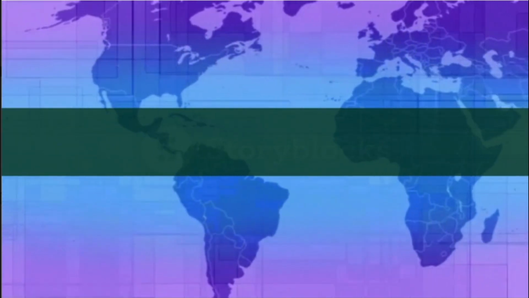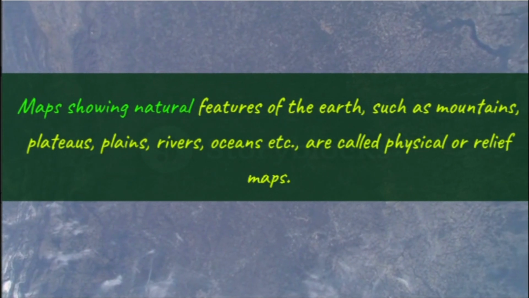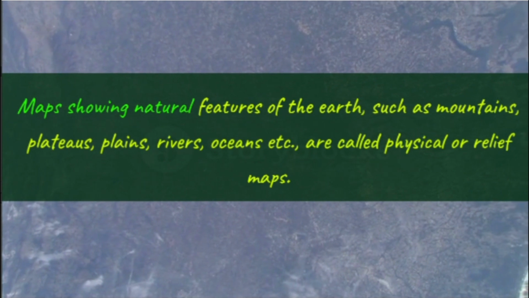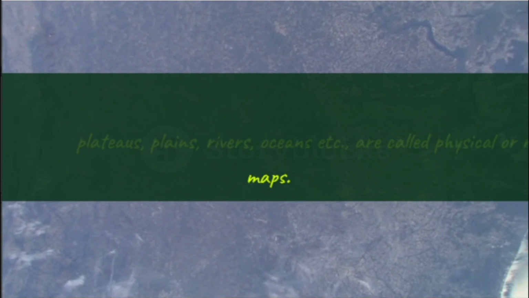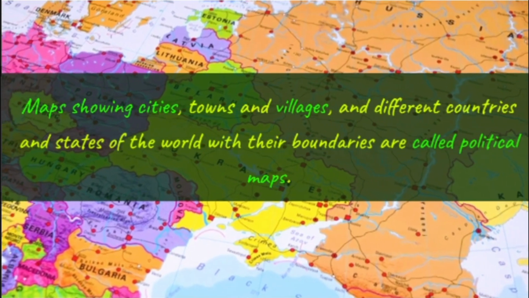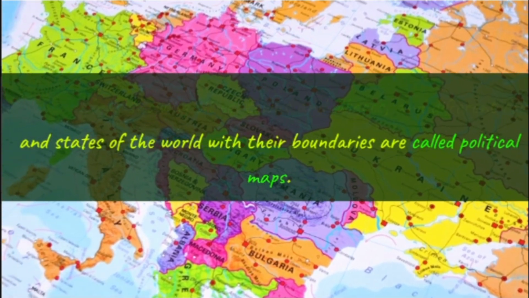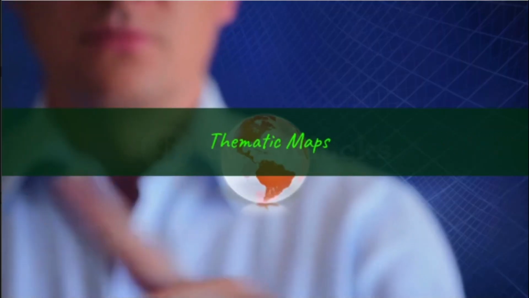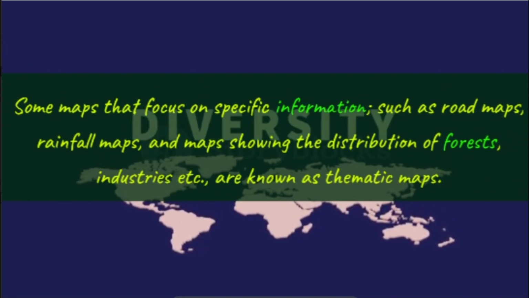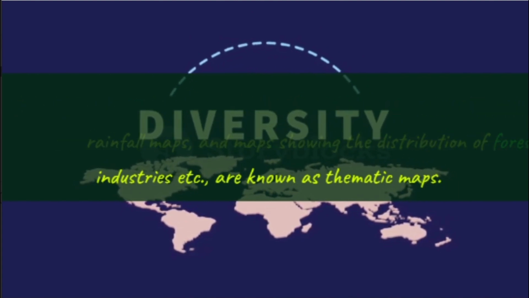Physical maps. Maps showing natural features of the Earth, such as mountains, plateaus, plains, rivers, oceans, etc., are called physical or relief maps. Political maps. Maps showing cities, towns and villages, and different countries and states of the world with their boundaries are called political maps. Thematic maps. Some maps that focus on specific information, such as road maps, rainfall maps, and maps showing the distribution of forests, industries, etc., are known as thematic maps.